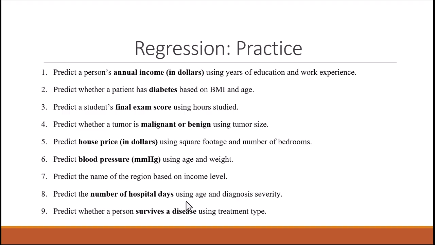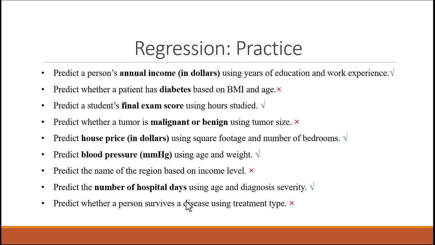And the ninth one is predict whether a person survives a disease using treatment type. So whether a person survives a disease or does not survive a disease. So we have two classes again. It's a classification problem and we cannot use linear regression. Here you can see also the responses.